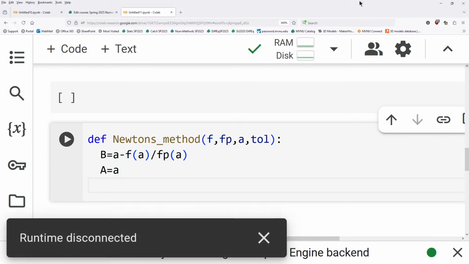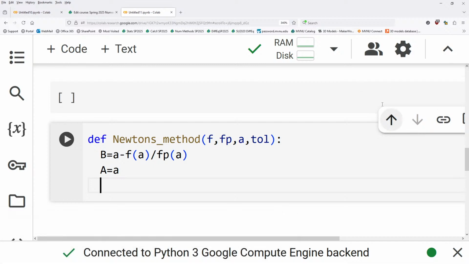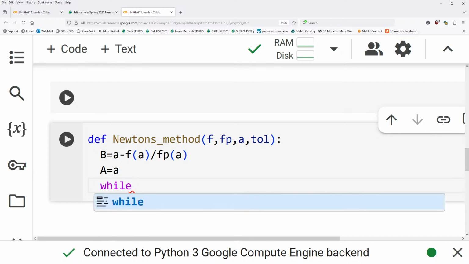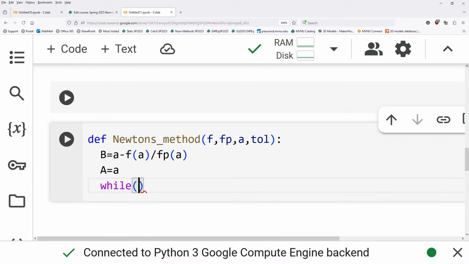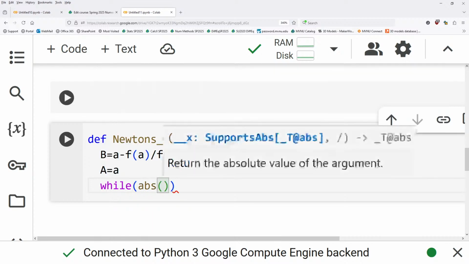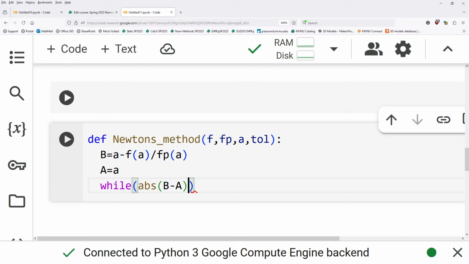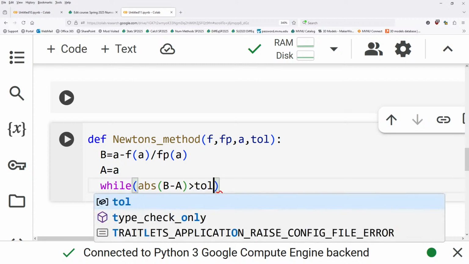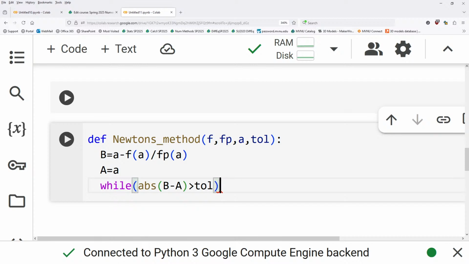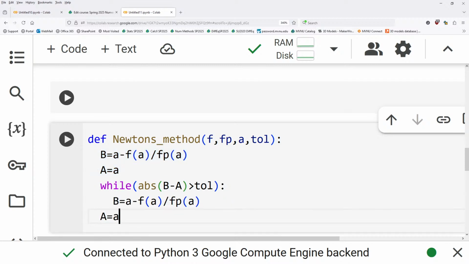Oh no, why is it disconnected? Well, anyway, I'm going to keep doing this. So while what? While abs, the absolute value of B minus A, is greater than the tolerance. That's what we're going to do: while this is greater than the tolerance, you're going to just repeat what we just did. So I'm basically going to copy these two lines. Give me a second here. I'm going to put them in there.